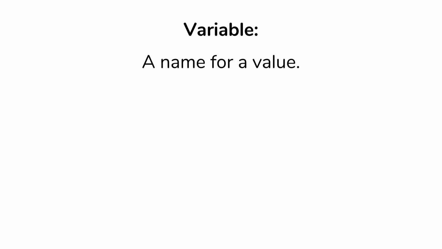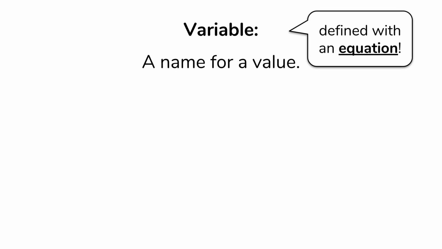Variables let you assign names to values. When you tell the computer about a variable, you need to tell it what value it names, and you do that with an equation. But not just any equation. The equations that define variables are special and are always written in the same form. The variable goes on the left side of the equal sign, and your description of the value goes on the right. Here are some examples.